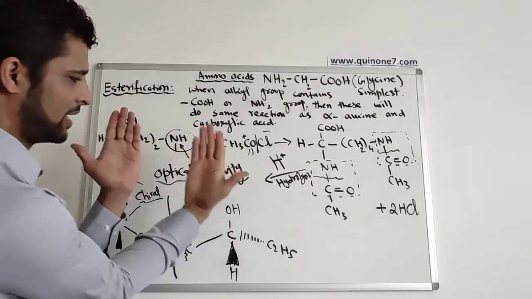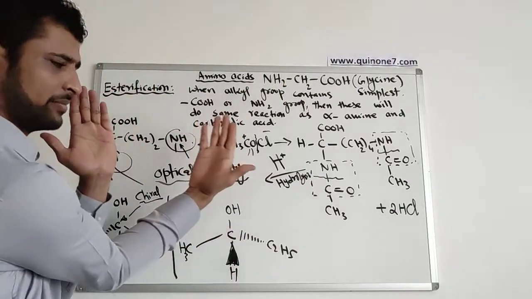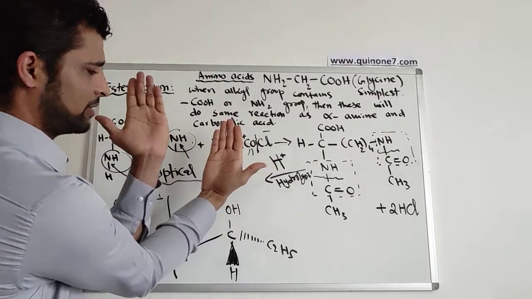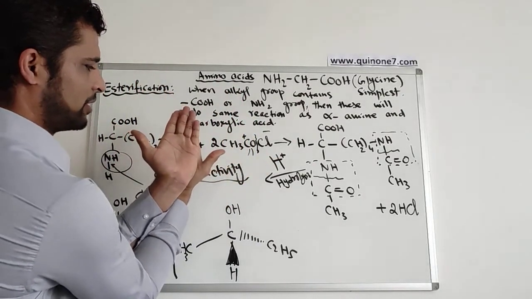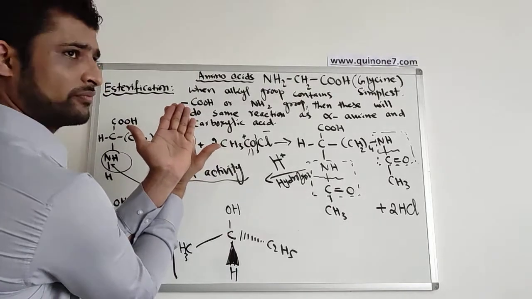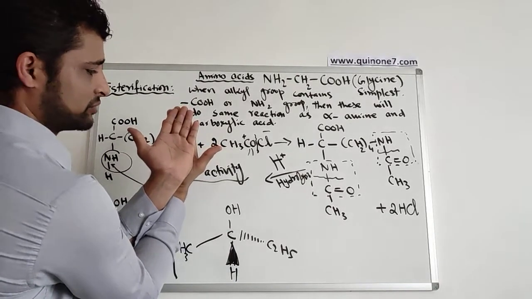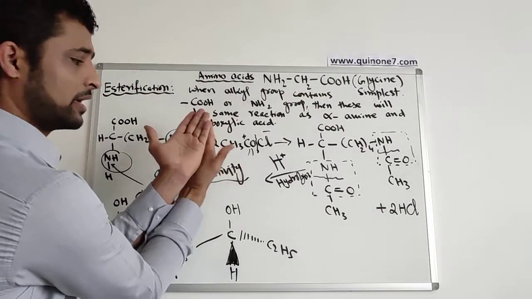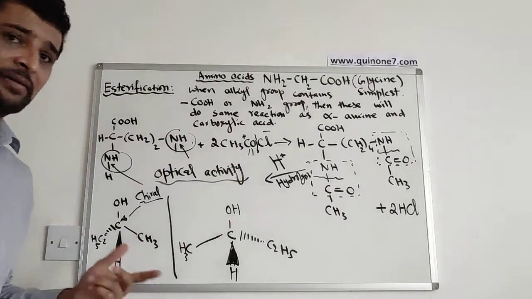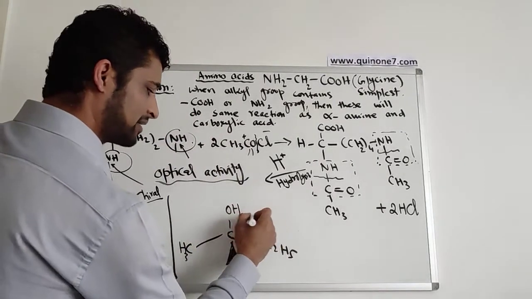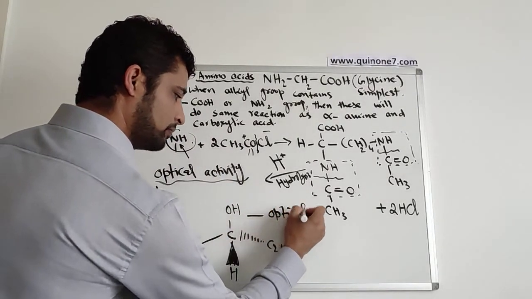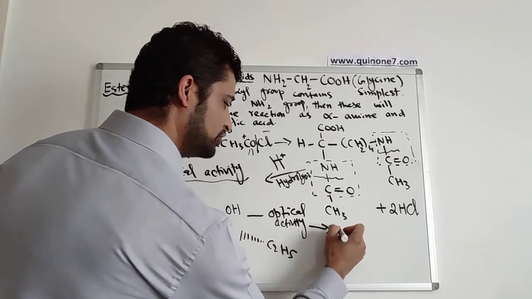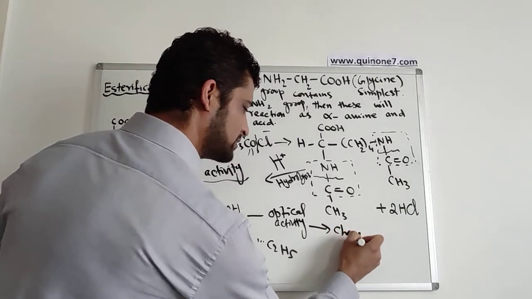But if this is my hand and I put my hand like that in front of the mirror, you will see that the mirror image will appear like that. If I put my hand on top of my mirror image, both of the thumbs will be in different directions. That means the mirror image is not superimposable. That type of molecule will show optical activity. That means they will change the direction of plane polarized light.